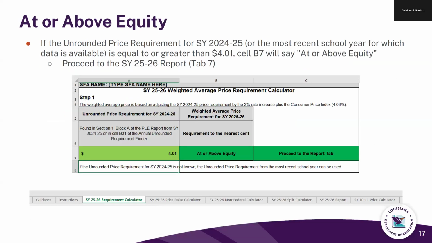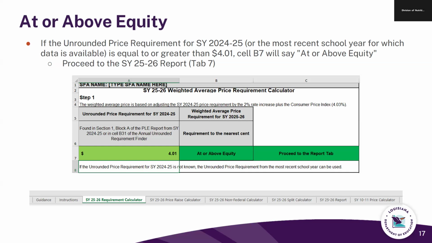So let's talk about if you're at or above equity. If the unrounded price requirement for the 24-25 school year, or the most recent school year that the data is available, is equal to or greater than $4.01, cell B7 will say at or above equity. If this is the case, then you're going to proceed.